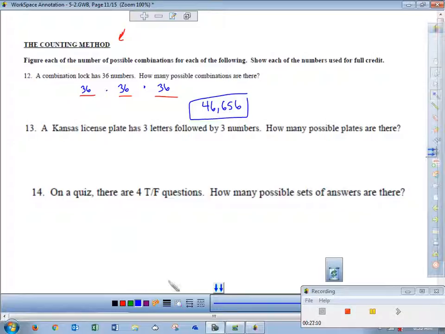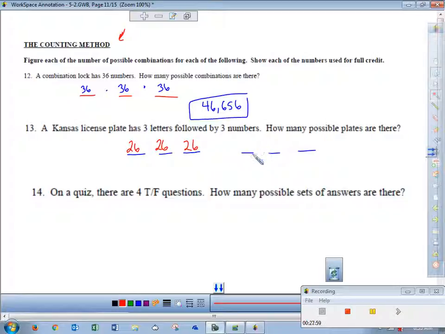So a Kansas license plate has 3 letters followed by 3 numbers. How many possible plates are there? So 3 letters, boom, boom, boom. 3 numbers, boom, boom, boom. On the letters, if we're in the English alphabet, there are 26 total letters. And then in the second one, you can have the same letter more than once. So 26, and then 3 numbers.